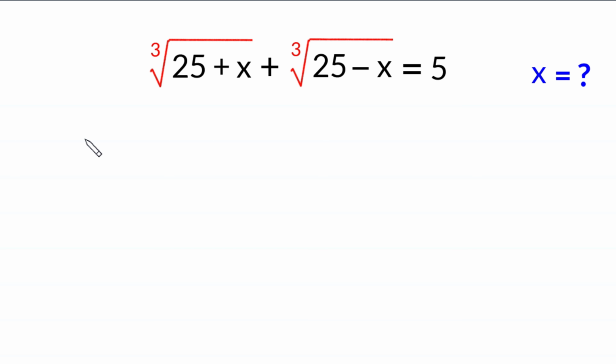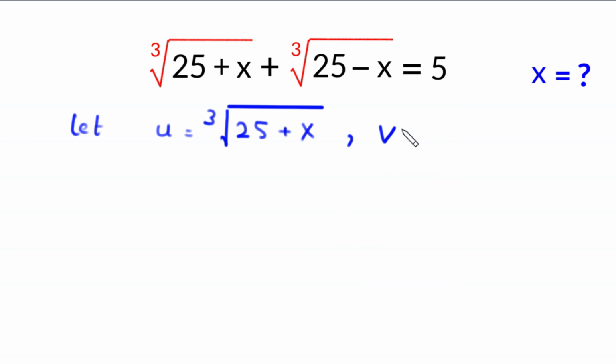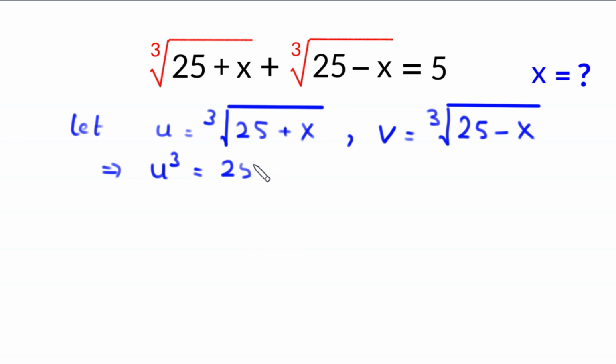We suppose that let u is equal to this expression cube root of 25 plus x, and we suppose that v is equal to this expression cube root of 25 minus x. If we take a cube of both sides, this will become u cubed equal to 25 plus x. And if we take a cube of both sides of this equation, this implies that v cubed equal to 25 minus x.